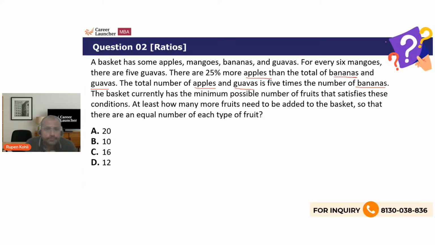25% more, something is 25% more, 1/4 more, so it is 5 by 4 times. So number of apples are 5 by 4 times of total of bananas and guavas. So equation can be written that A is 5 by 4 of bananas and guavas, or 4A equals 5B plus 5G is my first equation.